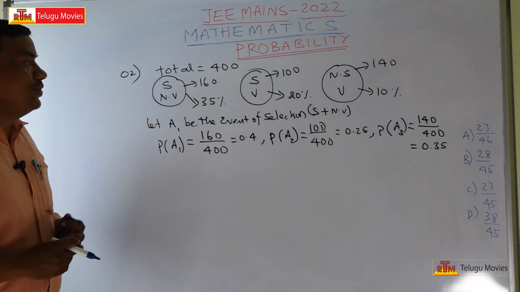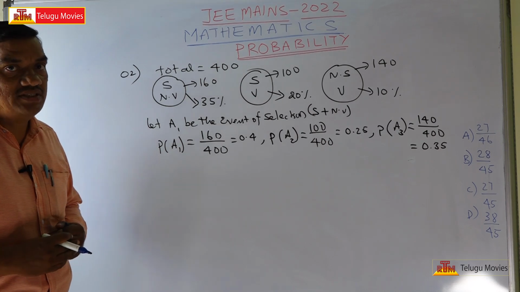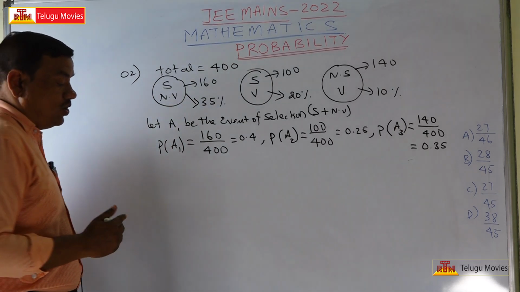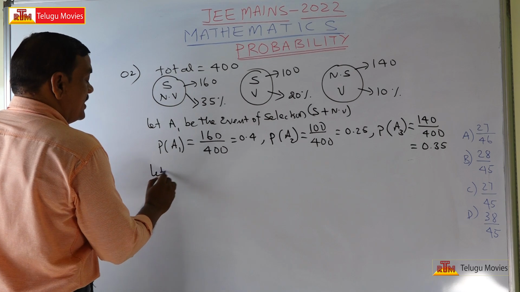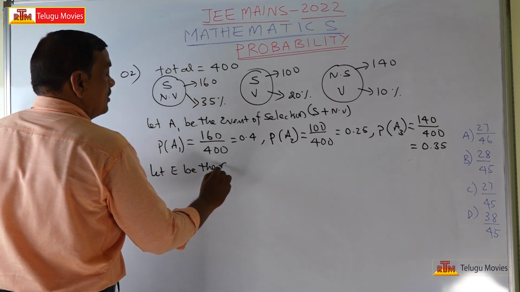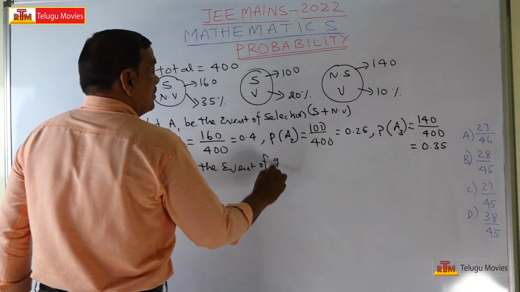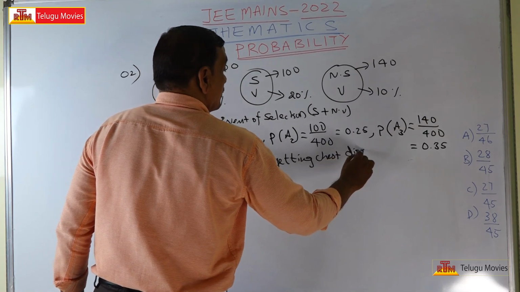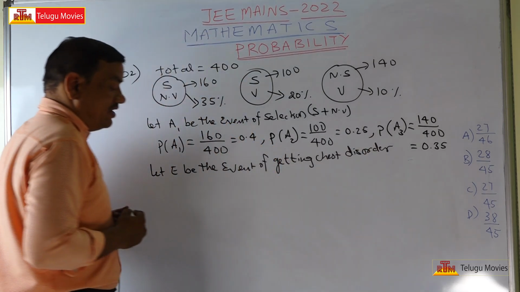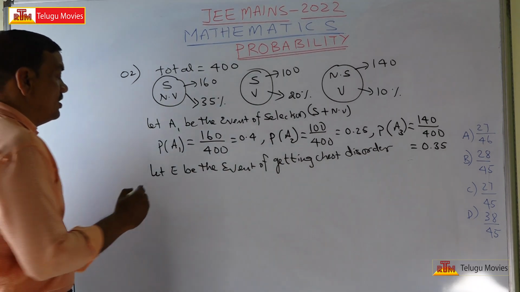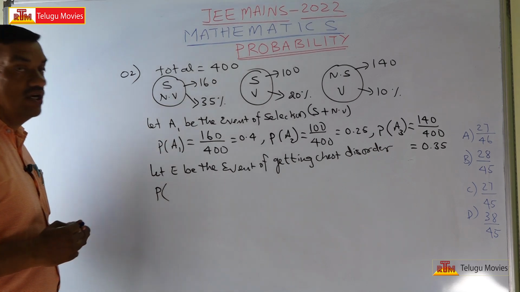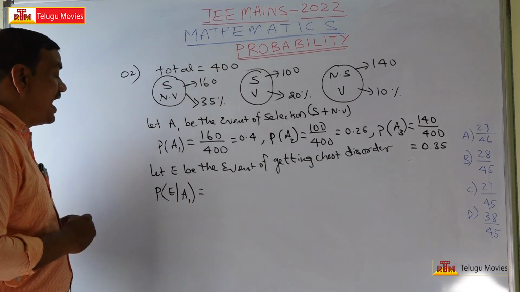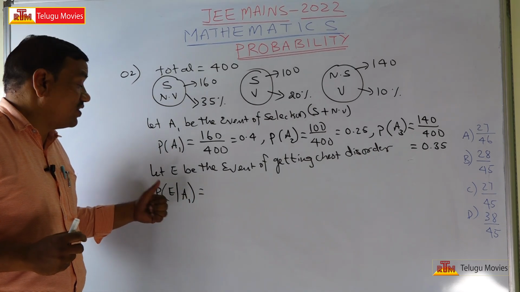Now, coming to here, this is the probability of selection of a person. Coming to chest disorder, let E be the event of getting chest disorder. That is the conditional probability of E given A1. That means first the happening of A1, and then the happening of E.